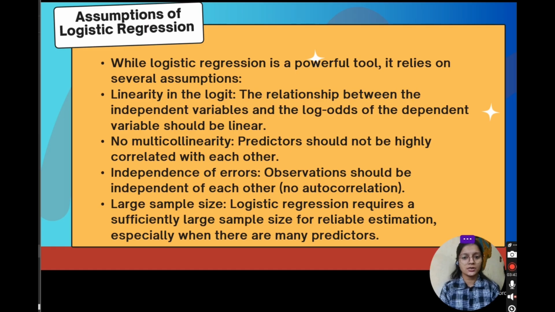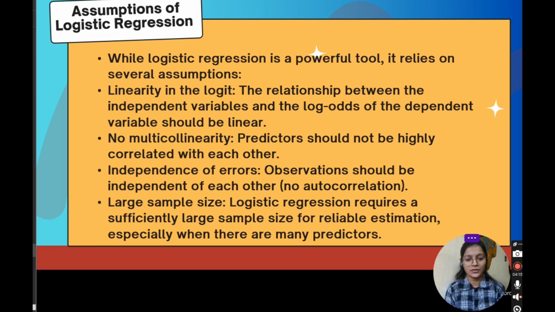The assumptions of logistic regression: while logistic regression is a powerful tool, it relies on several assumptions. First is linearity in the logit. That means the relationship between the independent variables and the log odds of the dependent variable should be linear. No multicollinearity should exist, and observations should be independent of each other, with no autocorrelation. Large sample size: logistic regression requires a sufficiently large sample size for reliable estimation, especially when there are many predictors.